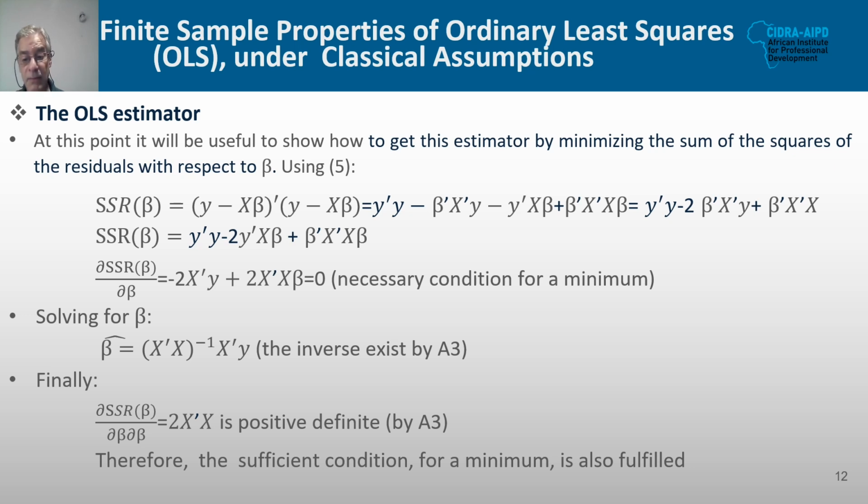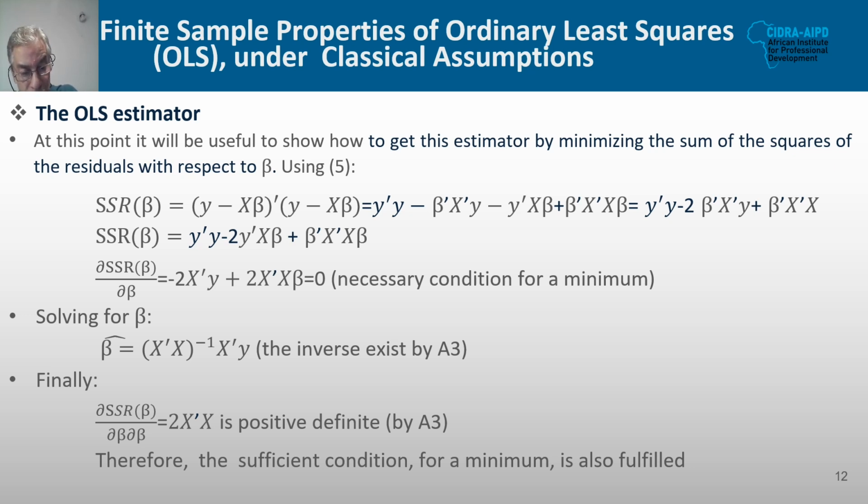But first, we have to know if there exists a solution, if there is an inverse for X transpose X. And we know, by assumption number 3, that the inverse exists. So we have a solution for beta.